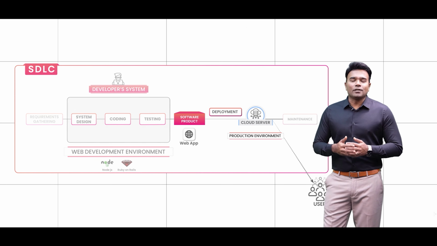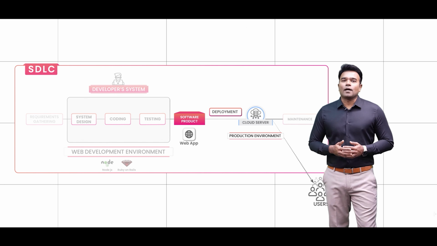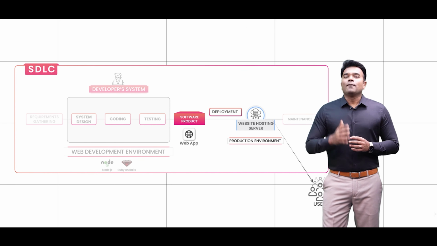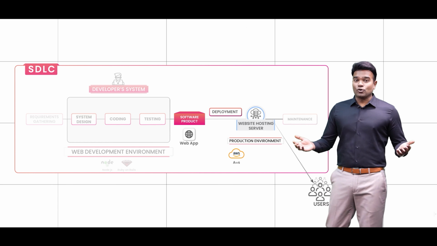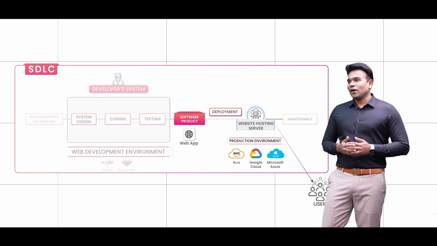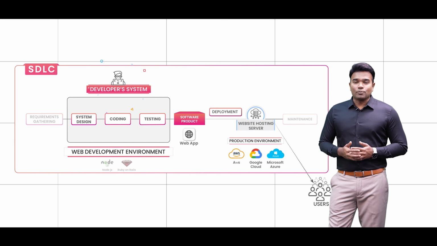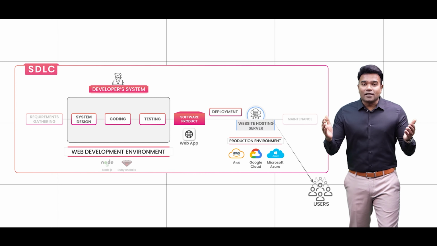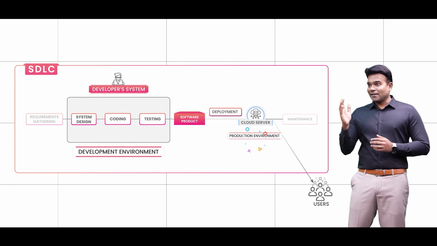In fact, this website needs to be hosted, or in other words, it needs to be deployed on a website hosting server. After all, there are a lot of such website hosting servers such as AWS, Google Cloud, and also Microsoft Azure. In fact, all of these web hosting servers ensure that the website that is developed by the developer is live and is accessible for millions of users on the internet. In fact, it is this environment that we technically refer to as the production environment.